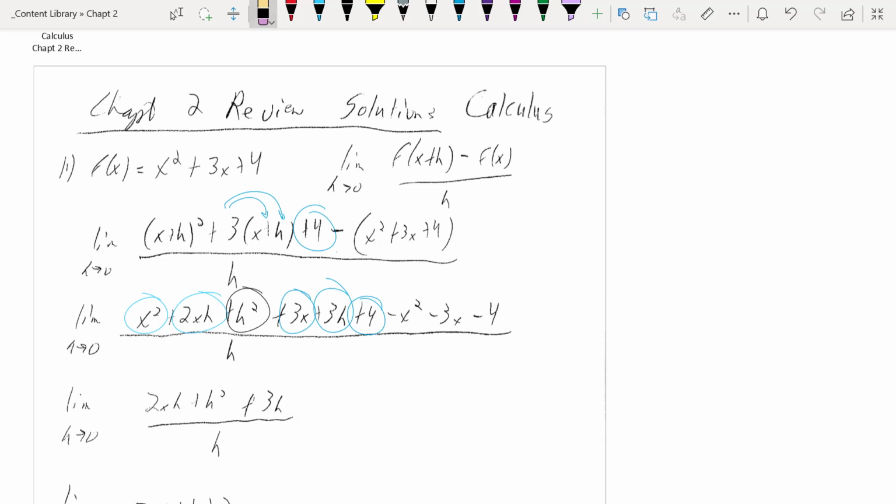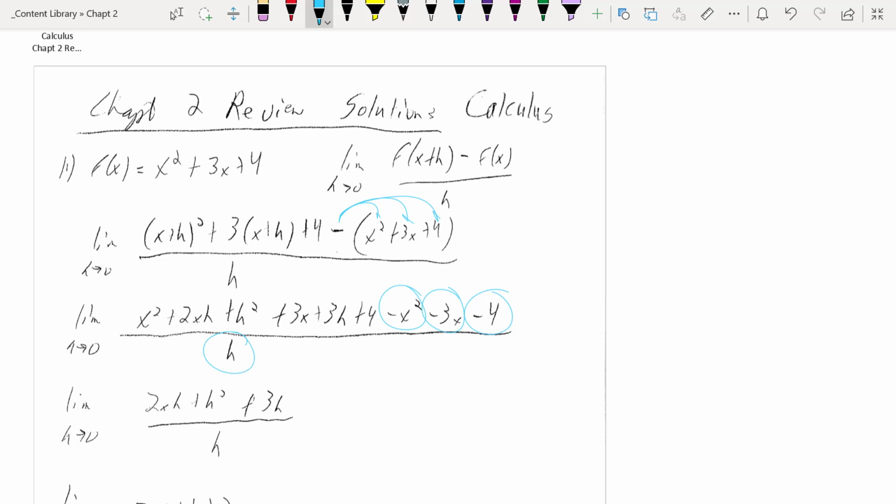Once I'm done doing that, I've got to distribute this negative on through also. So distributing this negative on through, I'm going to get negative x squared minus 3x and then minus 4. And that's still all over h.